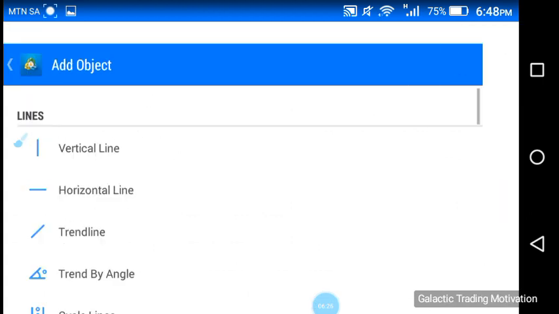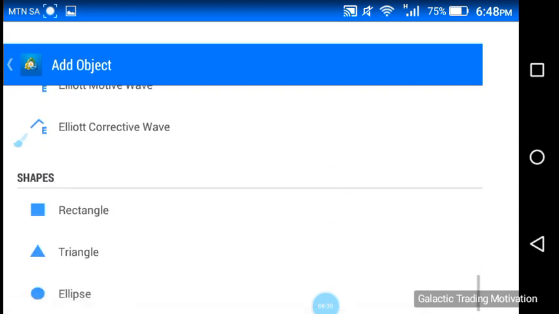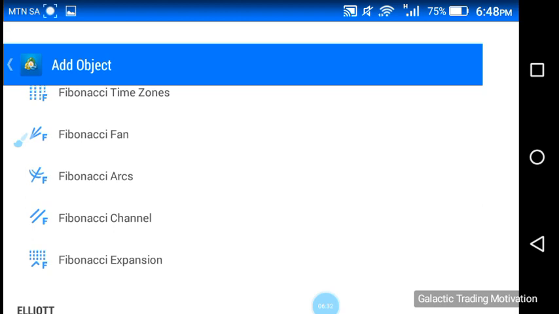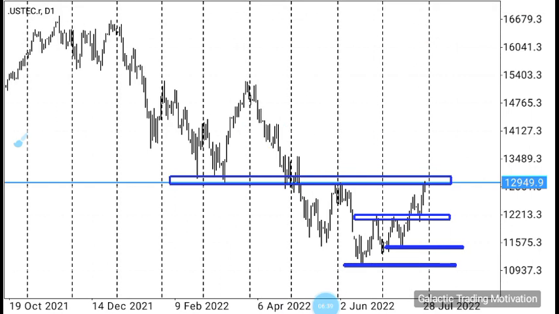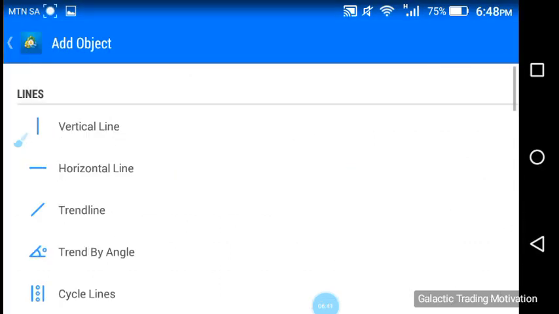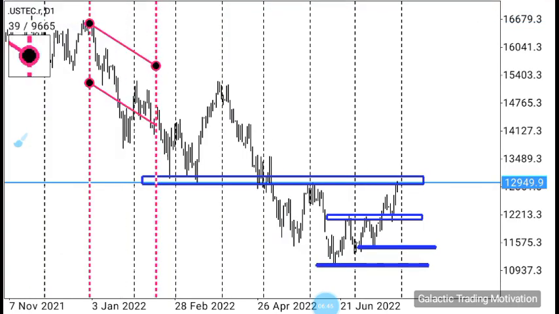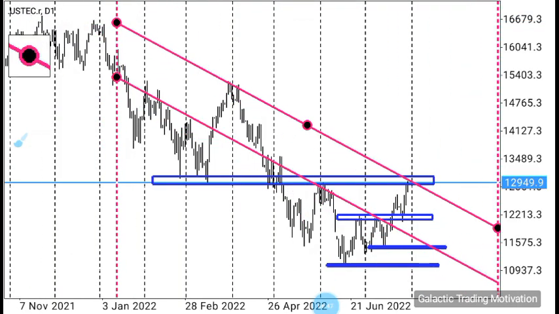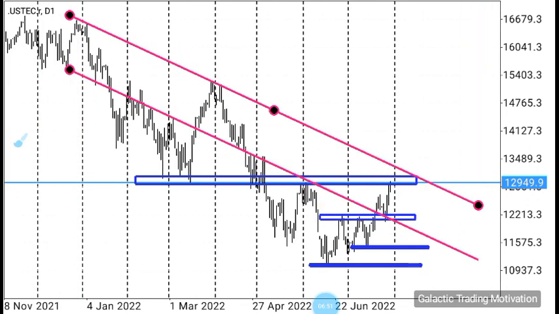Anyway, I'm just gonna add the trend line just to see if there are any touches. Let's see. That's not what I'm looking for. Just bear with me. Equidistant channel. Here we go.